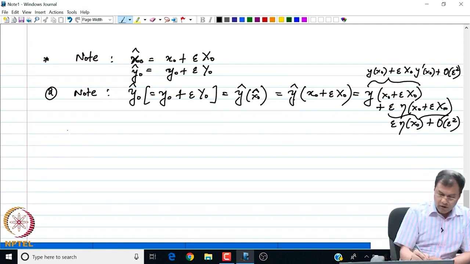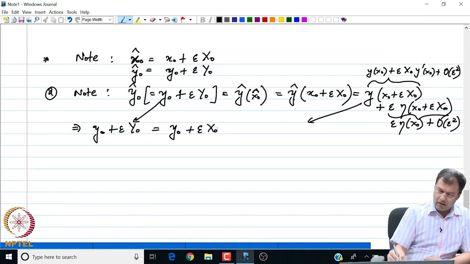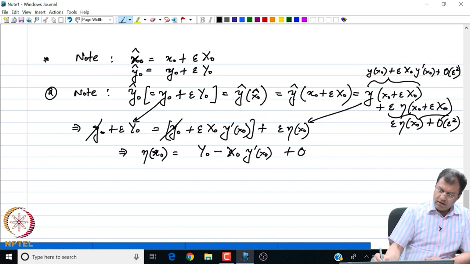So, which means the following: on the left hand side we have y naught plus epsilon capital Y naught, and on the right hand side this is also equal to y naught plus epsilon capital X naught y prime at x naught, right, plus epsilon eta at x naught. Okay. So, we subtract this y naught, and further I can derive what is eta at x naught. From here I see that I can definitely cancel epsilon everywhere. So, eta at x naught comes out to be capital Y naught minus capital X naught times y prime at x naught, right, plus order epsilon terms.